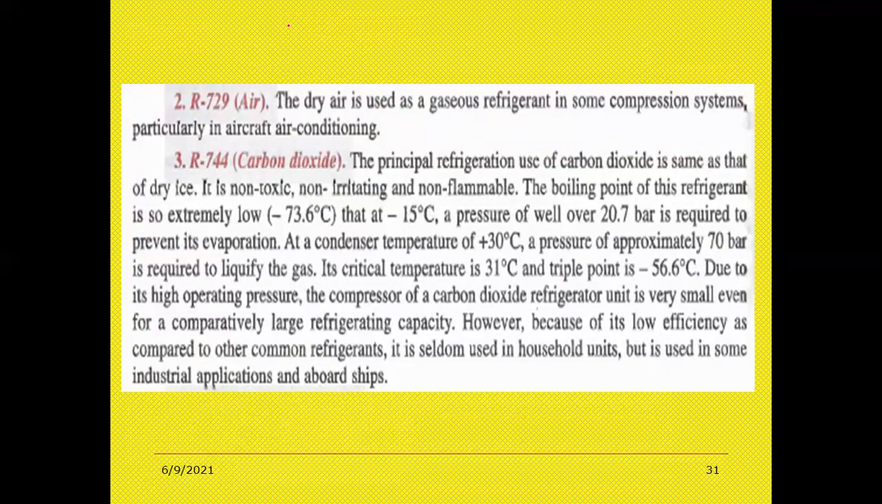Dry air is used as a gaseous refrigerant. The dry air in the atmosphere is sucked into a cylinder, and it is used as a gaseous refrigerant in some compression systems, particularly in aircraft air conditioning systems. So the next refrigerant discussed is R729, that is air.